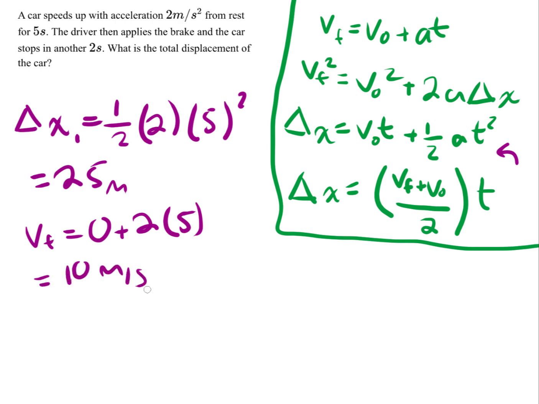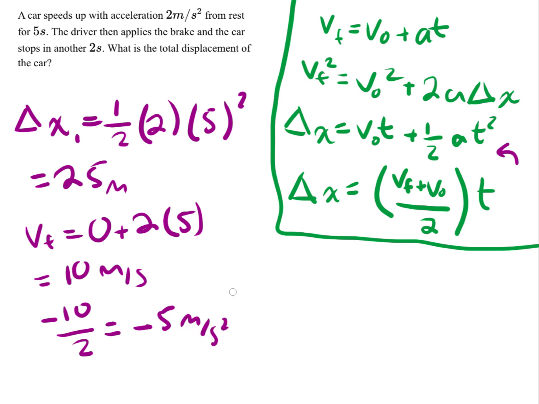meters per second. Now, when it's braking, it's going from 10 meters per second to 0 meters per second in 2 seconds. So it's just minus 10 over 2, which is equal to minus 5 meters per second squared.